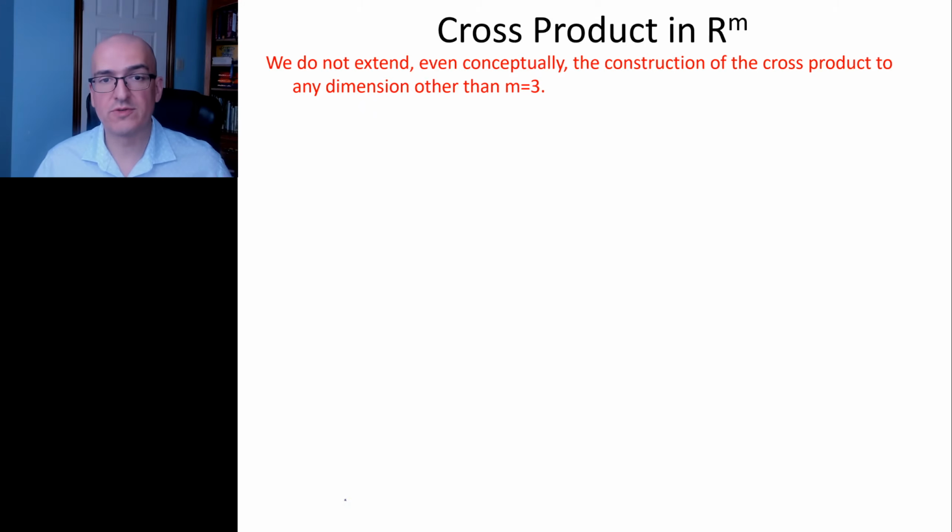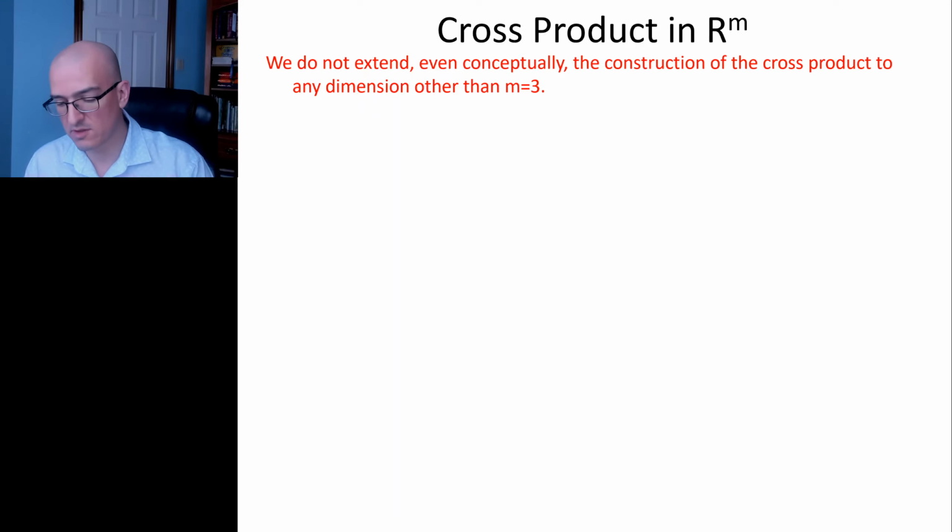Okay, some really good news is that there is no cross product in higher dimensions. The cross product only exists in R3. It does not exist in R2, does not exist in R4, R5, and R6. So we won't construct anything that is analogous to a cross product either. It's just not here. Just in R3.